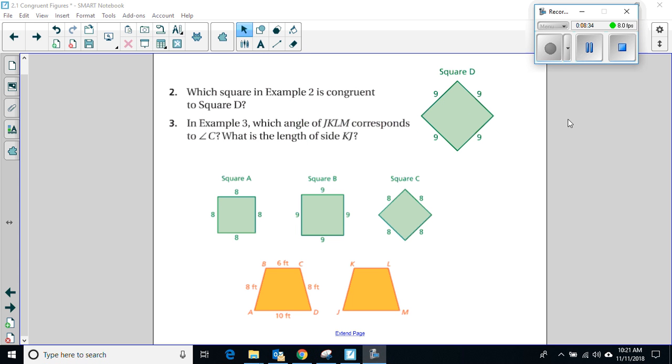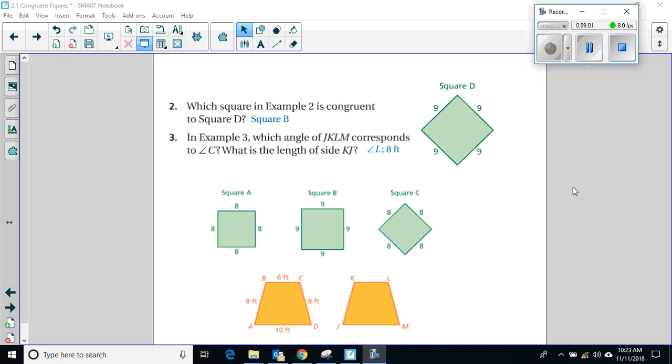Now I'd like you to try number 3 here. So using example 3, which we already did, which angle of trapezoid JKLM, which is down here, corresponds to angle C over here? And then what is the length of side KJ on this trapezoid? So pause the video and answer both of those questions.